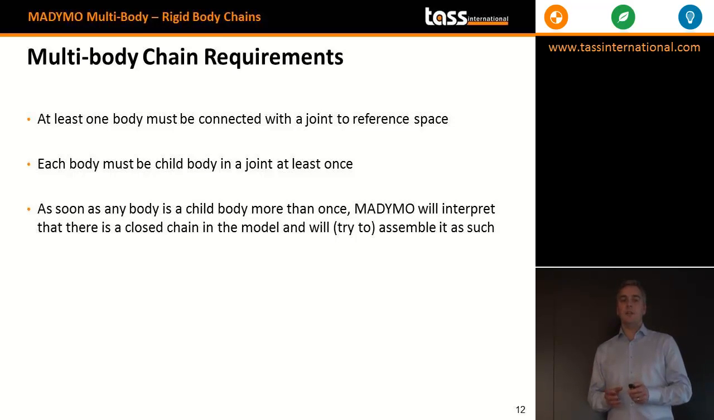As soon as any of the bodies is more than once a child body, which would mean it has more than one parent joint, then MADYMO will interpret this as a closed chain, and it will try to assemble it as a closed chain. So for instance, if you by accident switch parent and child in your chain, it can be that MADYMO will not be able to assemble it. If you were intending to make an open tree system, it might not assemble. So beware: if you want to make an open chain body, make sure that every body is just once a child body and has one parent joint.